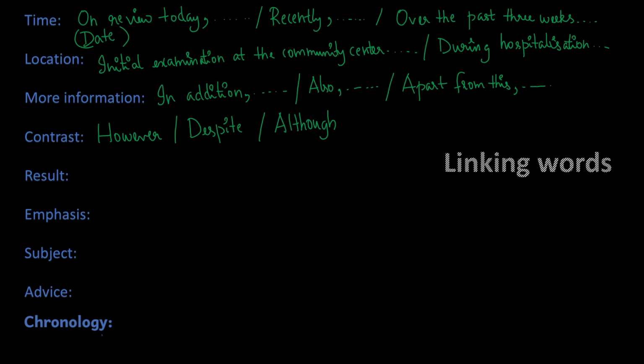Now there will be instances when you are going to mention the result of an action. It could be the result of an examination, the result of a test, the result of any investigation, so result of some action. So then I can use these words. I can say therefore, or I can say as a result, or probably I can say for this reason.